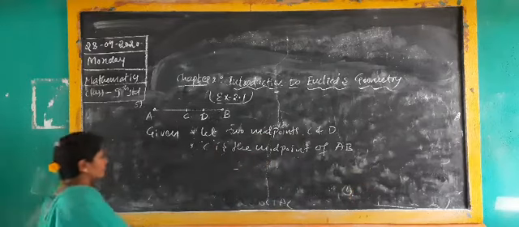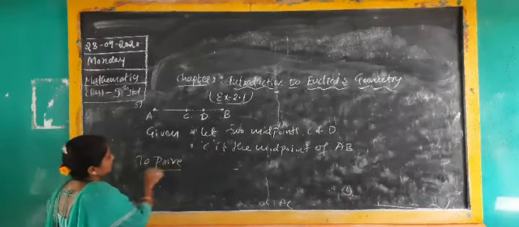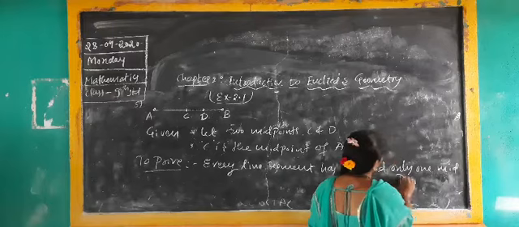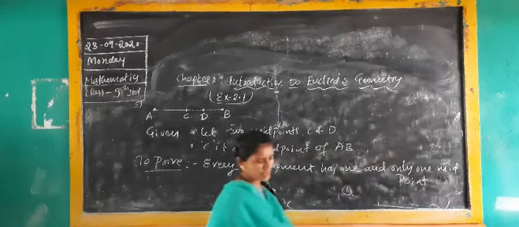Okay. Next, write down: to prove. What we have to prove? Write down: to prove, every line segment has one and only one midpoint. They are given in words like that only. We have to show every line segment has only one midpoint.